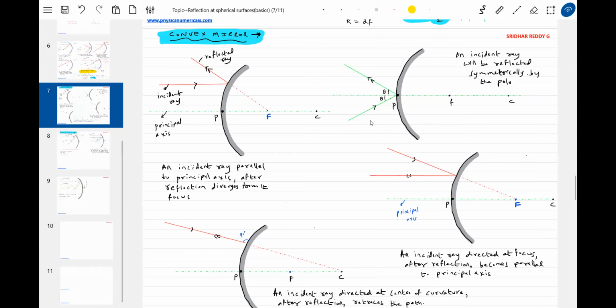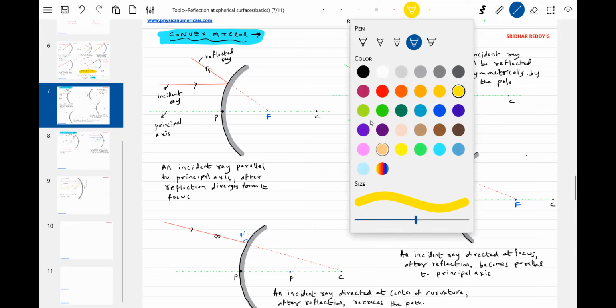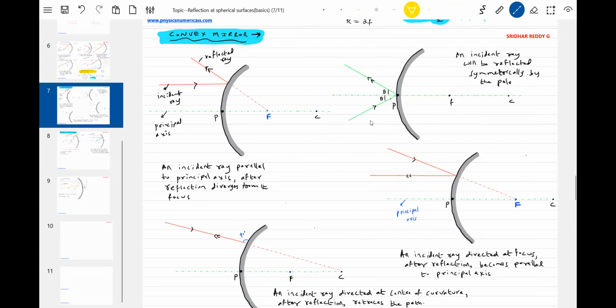What is this? This should be the center of curvature. So like this will be the normal. If you want, I'll show the normal also. The normal will be everywhere. The idea of the normal should come.